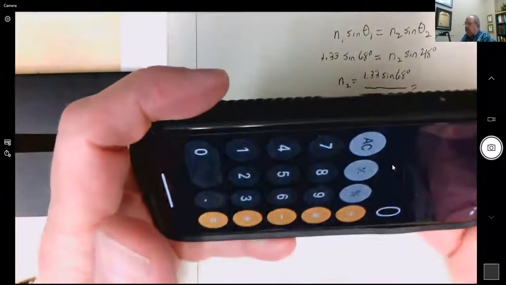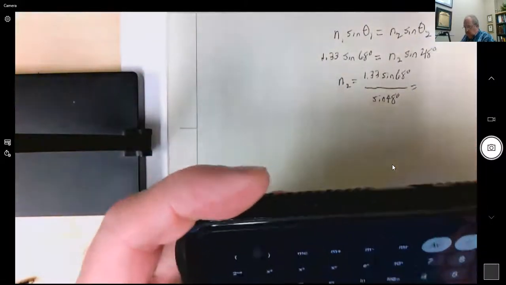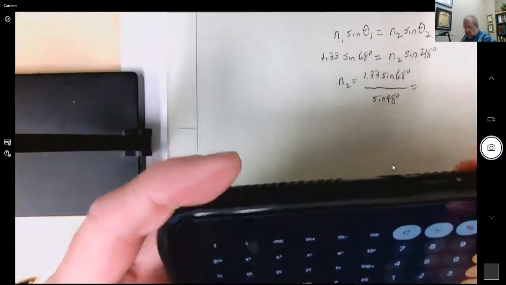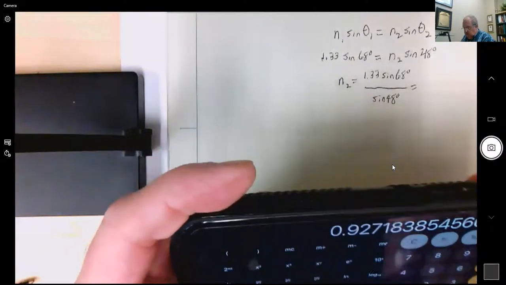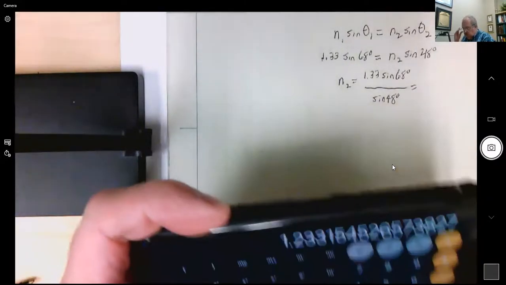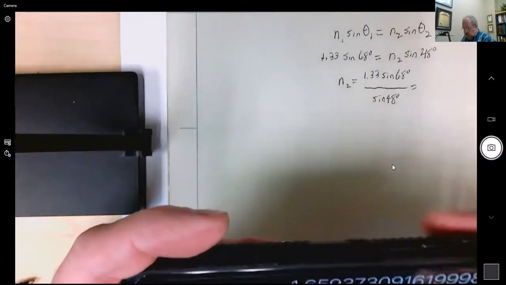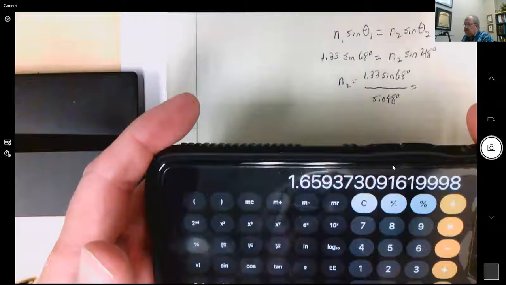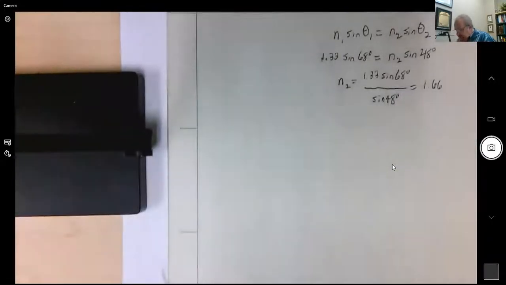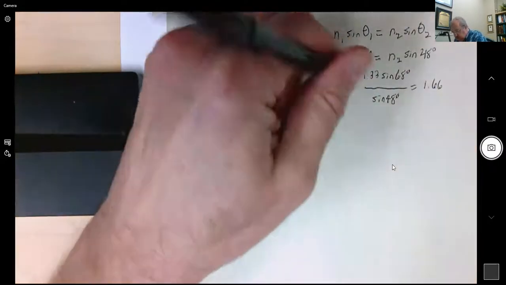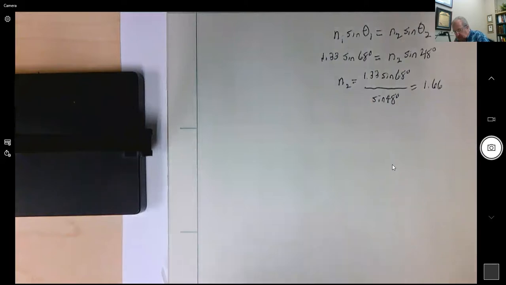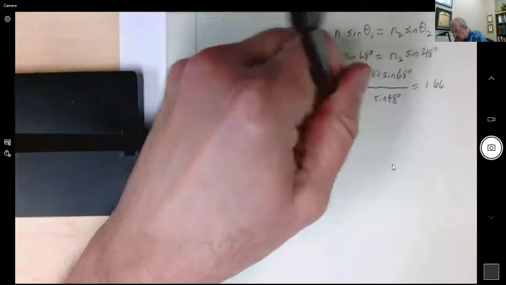So we go ahead and plug that into our calculator. So we take 68 on top, sine times 1.33 equals, divided by 48 sine, and that gives us an index of refraction of the glass of 1.66. Okay, then if we have incident radiation in the glass, and we want to find out the radiation in the water, now we're solving for theta 1.